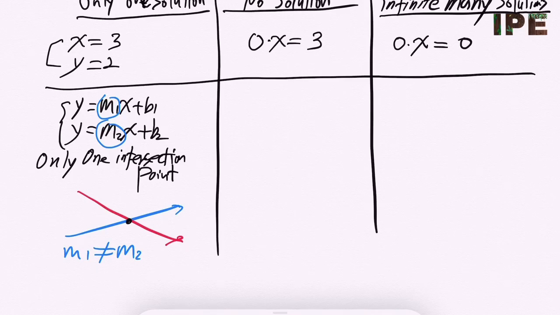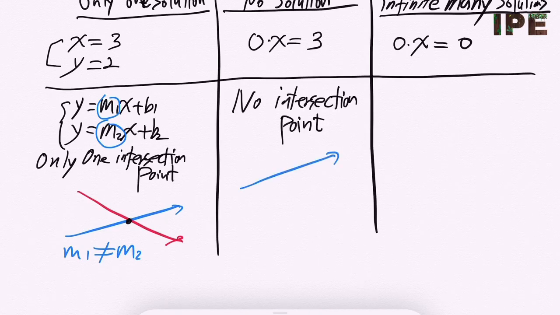Okay, what about no solution? No intersection point, right? Two graphs of two equations should look like this. Those two lines should be parallel lines. Parallel means they have the same slope, right? M1 equals M2. Definitely they should have different y-intercepts. B1 and B2 are the y-intercepts, so B1 is not equal to B2. And then those two lines are parallel, and you can say that system of equations has no solution because they have no intersection point.